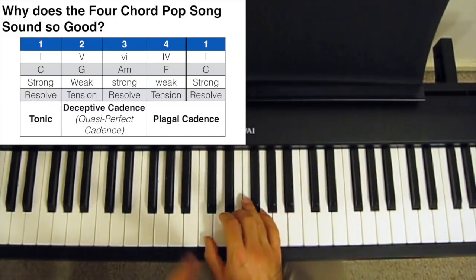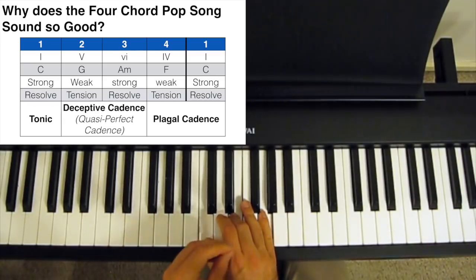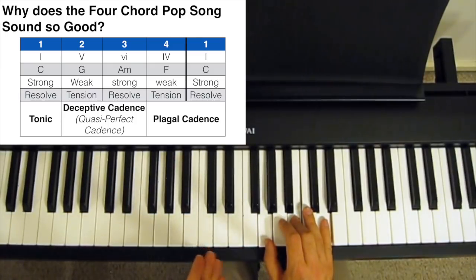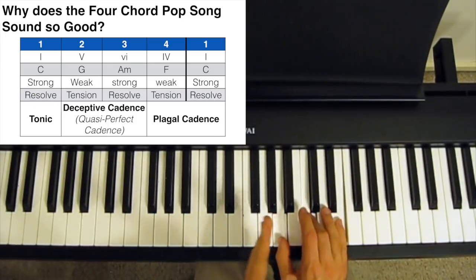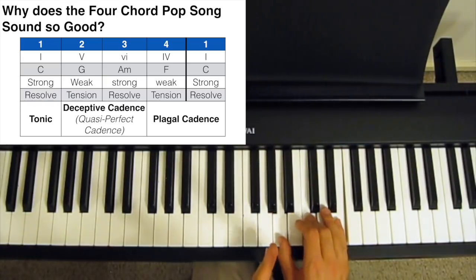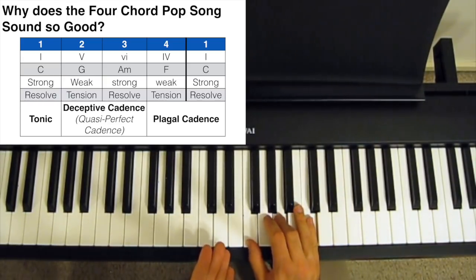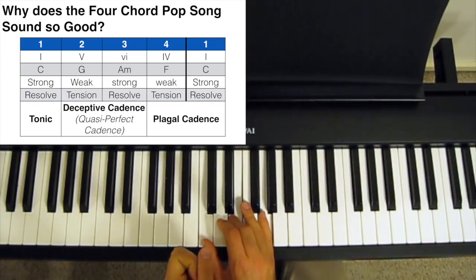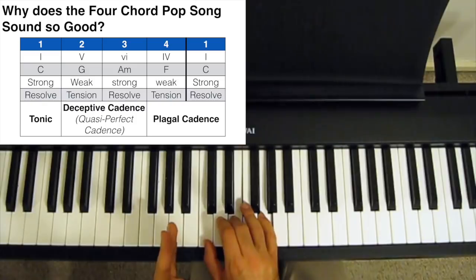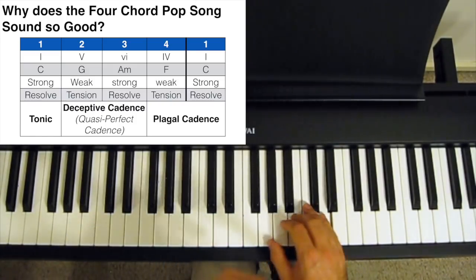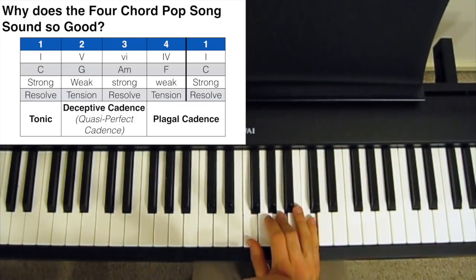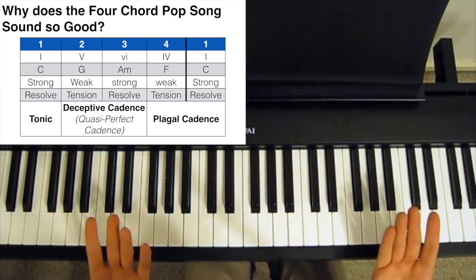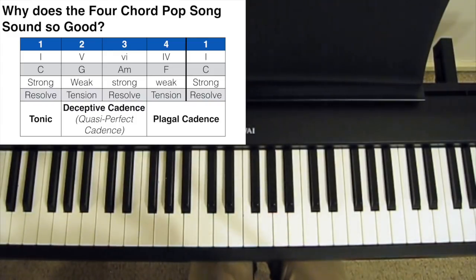It starts on a tonic on the strong chord, builds tension by going to the 5 on a weak chord, resolves that to a tonic substitute, another strong chord, then moves on to another weak chord, the 4, and then resolves that back to a strong chord, the tonic. So in this way, we're establishing the tonic, building tension, resolving that tension, building tension, and then resolving that tension with the repetition. And that, in a nutshell, is why the 4-chord pop song sounds great.